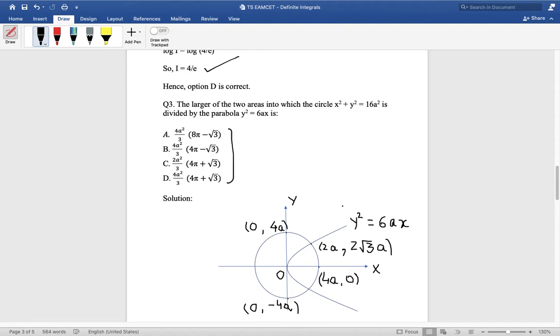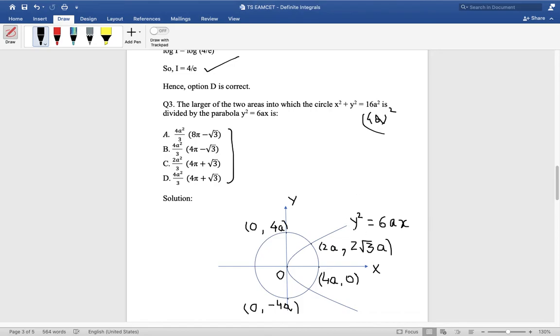So let us just first draw the curves. So this is my circle. X square plus y square is 16a square. 16a square is what? 4a whole square. So radius of my circle is 4a. So this distance is 4a. This is 4a. This is 4a. And since it is x minus 0 whole square plus y minus 0 whole square, I know that origin is the center of this circle.